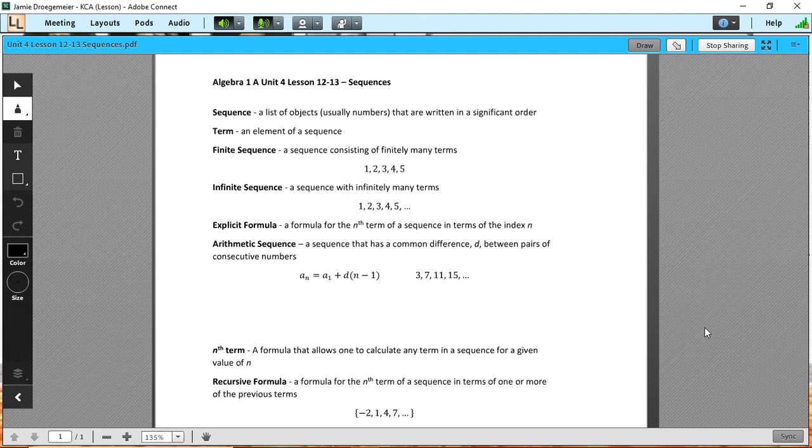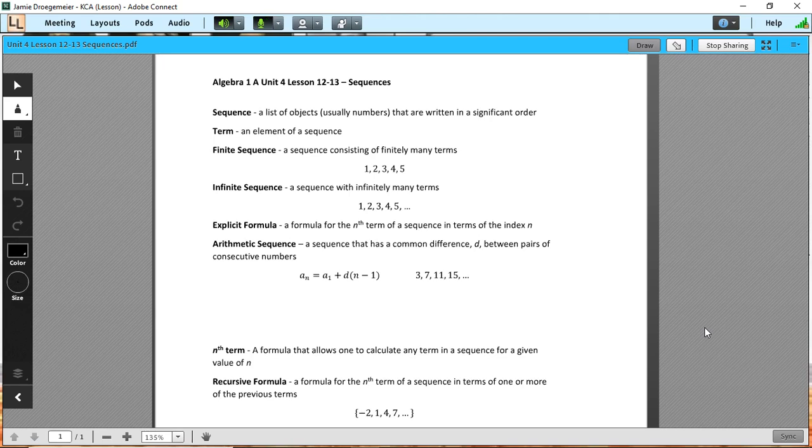We've got some terms that we want to make sure that we understand. So the first, let's just talk about what a sequence is to begin with. And you have the definition there. It's a list of objects, usually numbers when we're talking about a math context, that are written in a significant order. So a sequence really kind of means order. So we have this list of objects that are in a certain order.